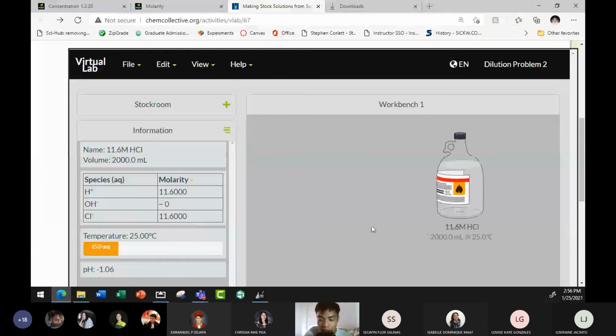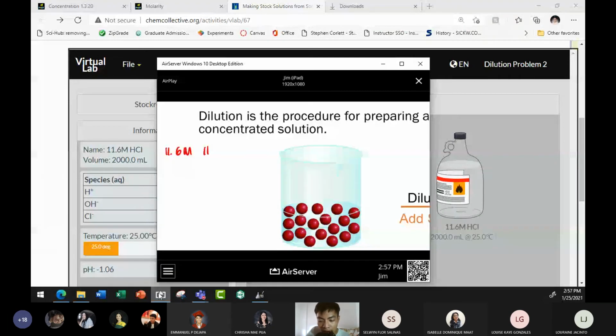So, we'll start with 11.6 molar HCl. Gusto ko gumawa ng 250 ml na, let's say, 0.5 molar HCl. How much of the original substance ang need ko?